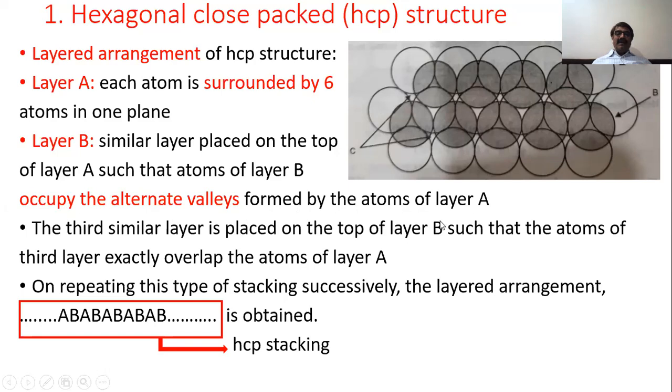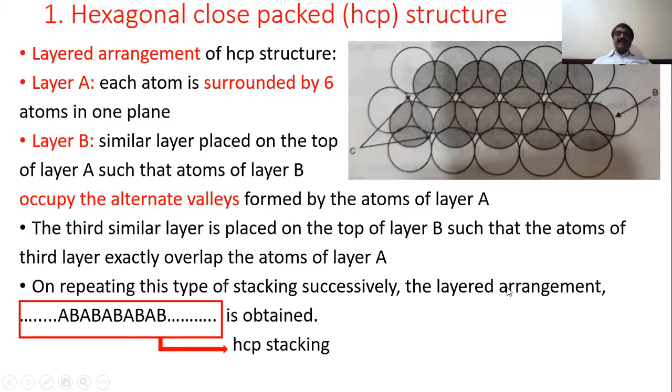Now what about the third layer? If the third layer is arranged on the top of layer B such that the atoms of this third layer overlap exactly the atoms of layer A, that means it is simply layer A over layer B. And in this way, if the stacking sequence is repeated successively, you will find that it is A, B, A, B, A over B, then A over B. Okay, so in this way, the stacking sequence is repeated, and such type of stacking sequence of only 2 layers is called HCP stacking.